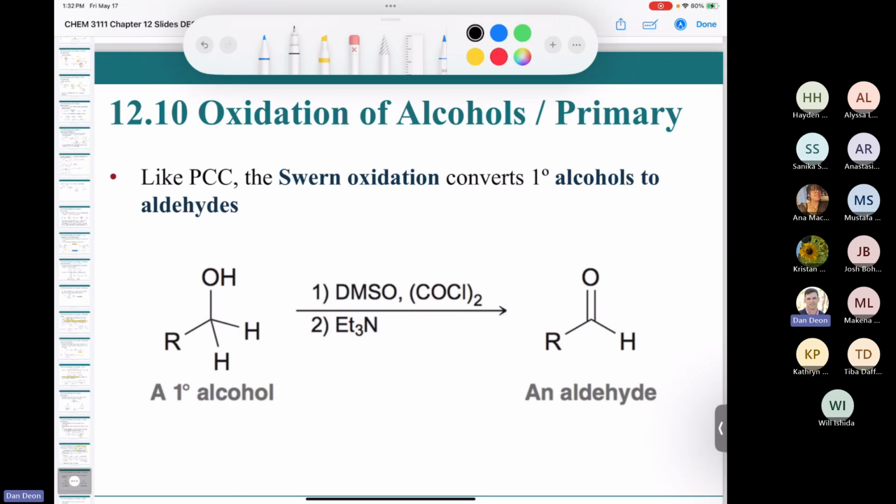Okay, so let's write these down one more time. DMSO stands for dimethyl sulfoxide. COCl2, right? Because it's inside brackets. This is called oxalyl chloride. And then the last step is triethylamine. Okay, so maybe I'll write triethylamine. And it is a weak oxidizing agent like PCC. Okay, and it's going to stop at the aldehyde.